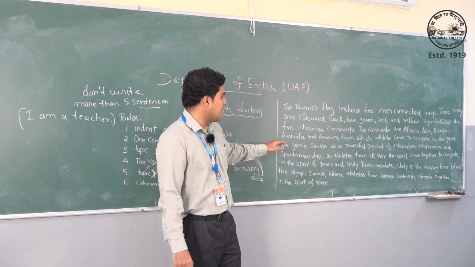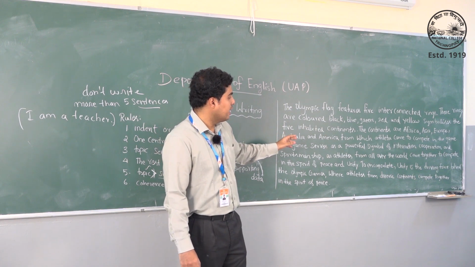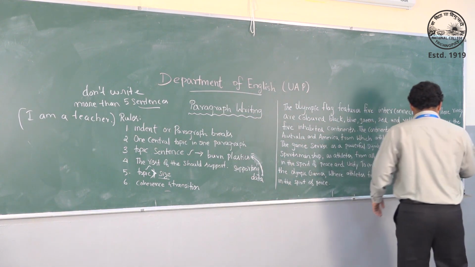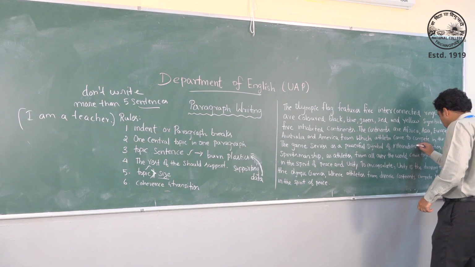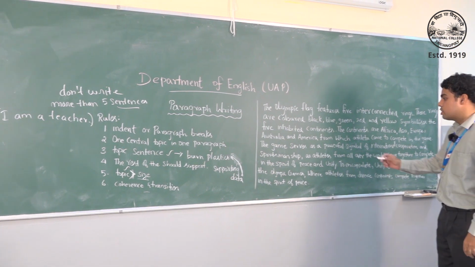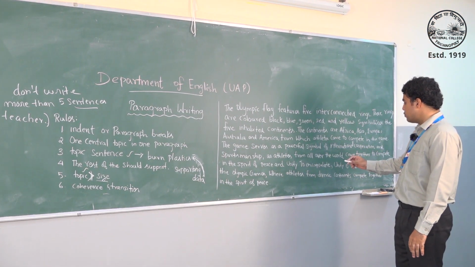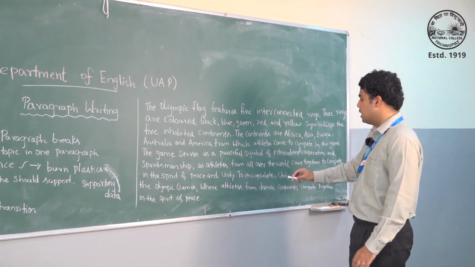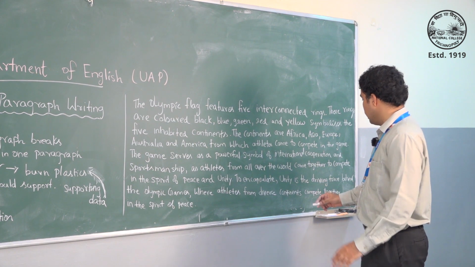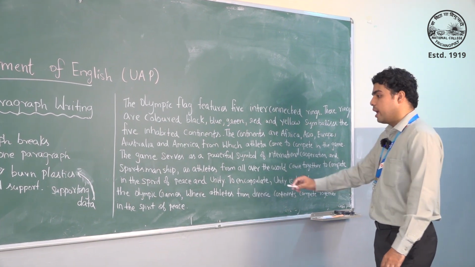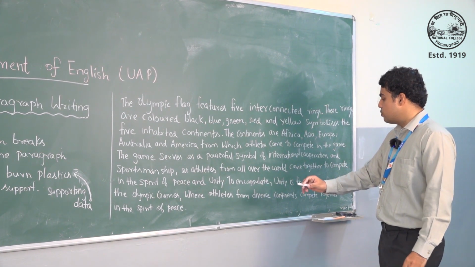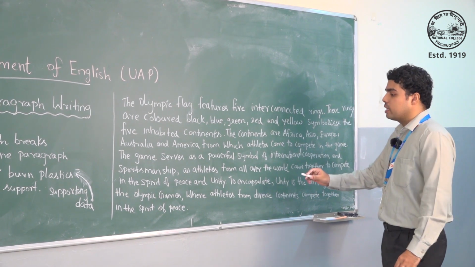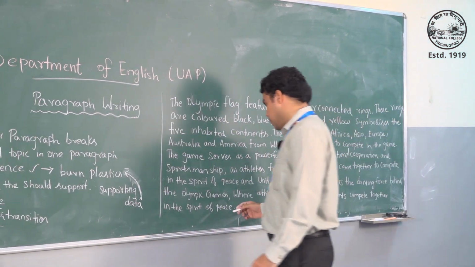The game serves as a powerful symbol of international cooperation and sportsmanship, as athletes from all over the world come together to compete in the spirit of peace and unity. To encapsulate, unity is the driving force behind the Olympic Games, where athletes from diverse continents compete together in the spirit of peace.